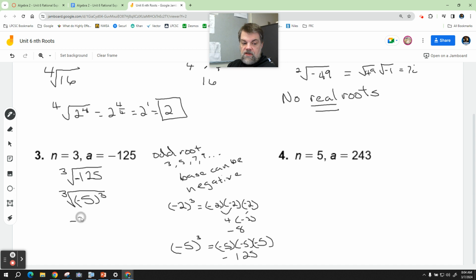And so that also could be written this way, negative 5 raised to the 3 over 3, which is negative 5 raised to the first power. Anything raised to the first power is itself. And that's the answer.